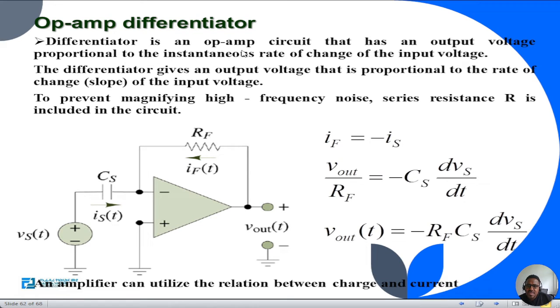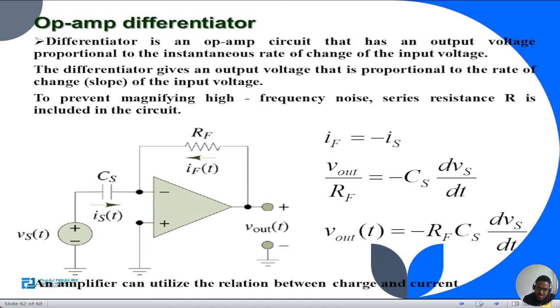An op-amp differentiator is an op-amp circuit that has an output voltage proportional to the instantaneous rate of change of the input voltage. The differentiator gives an output voltage that is proportional to the rate of change, or slope, of the input voltage. To prevent magnifying high frequency noise, a series resistance R is included in the circuit. So, the feedback of the op-amp is a resistance, with the applied voltage going through the capacitor.